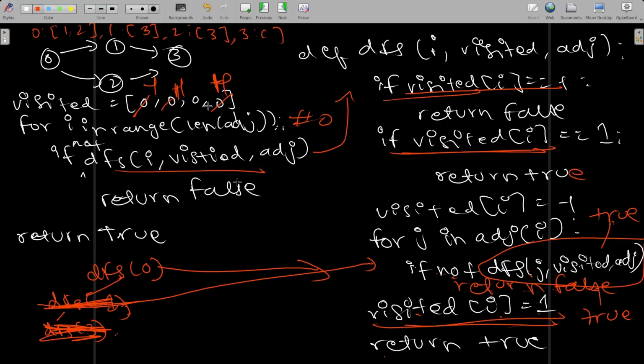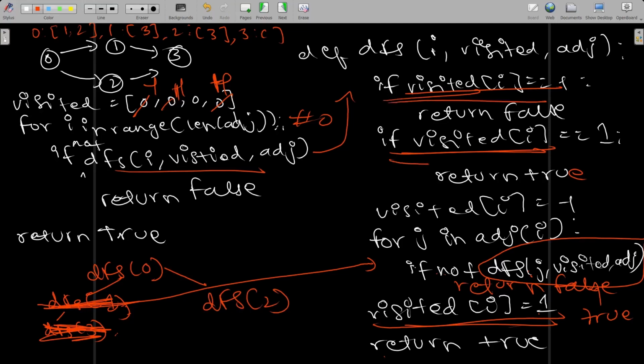Oh, I'm sorry. In this case we're getting a true. We don't return a false, and we don't stop, because there's one more node, which is 2, present inside it. We move forward inside the for loop and perform a DFS call on 2. When we perform a DFS call on 2, we see that these two conditions are not true and we change this to equal to -1.